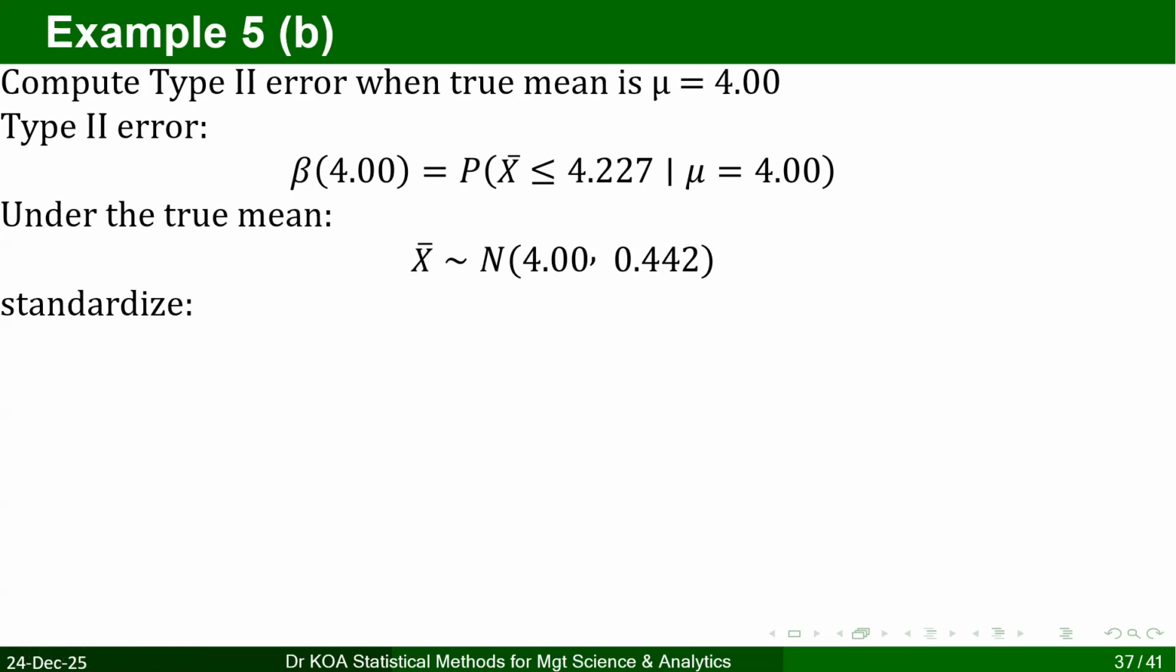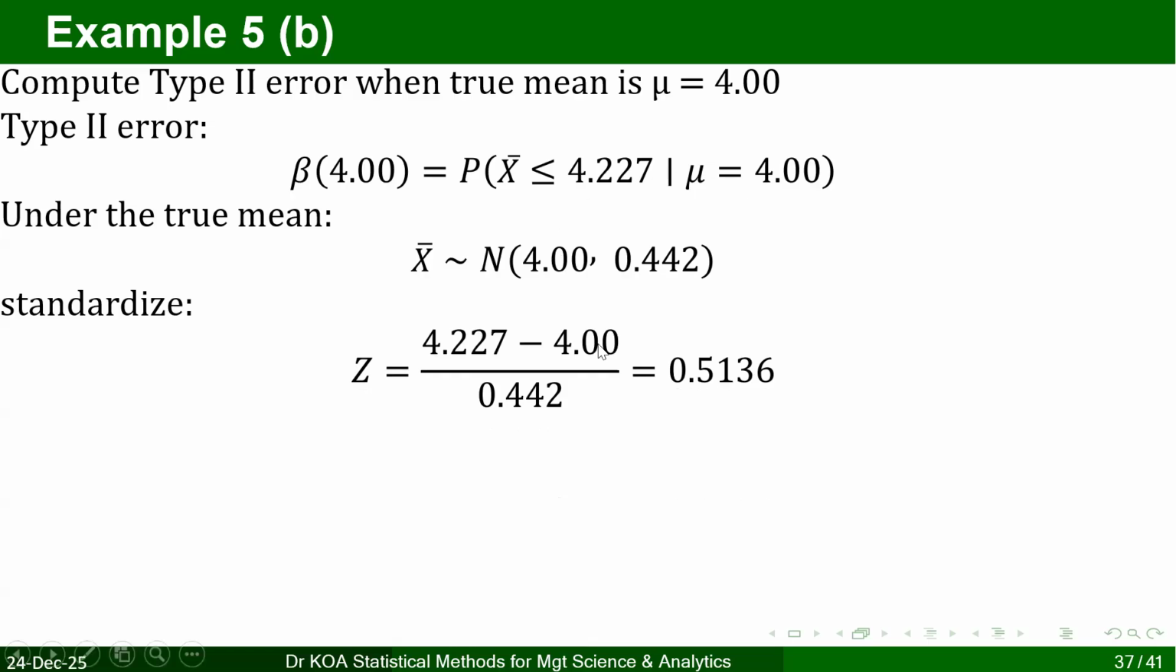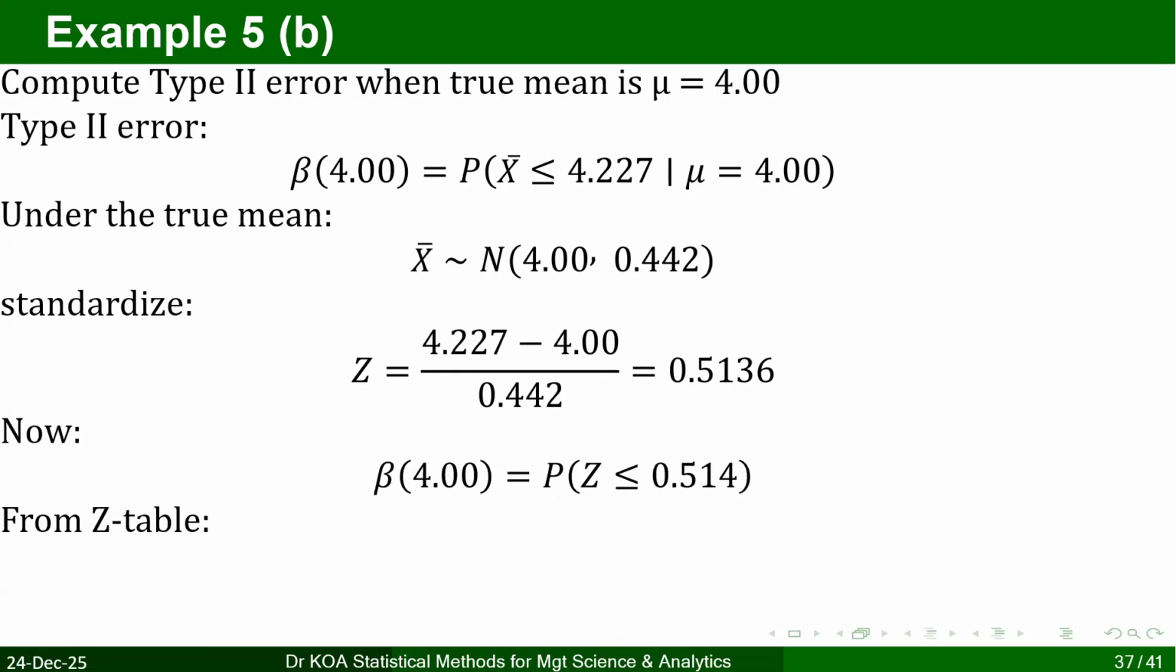We standardize the variable. Using this one, we can find the new Z. Remember, we use a Z to get an X, but now we are using the X that we found to get a new Z, because now a new mean has been given to us, and that gives us this. So we have 0.514.